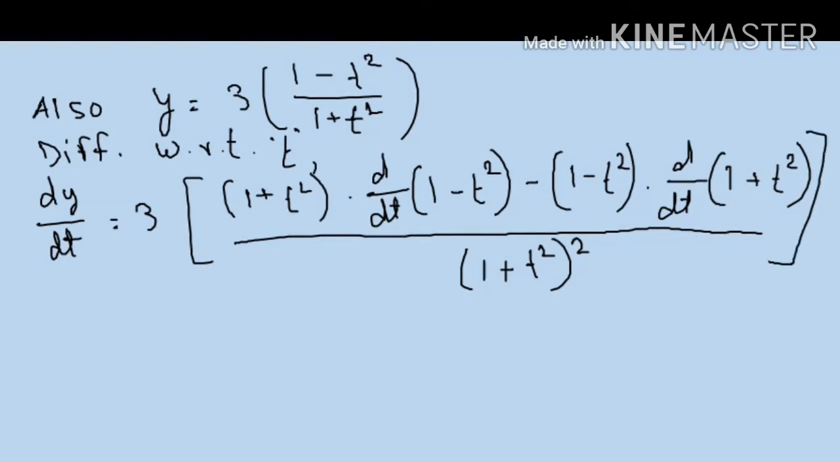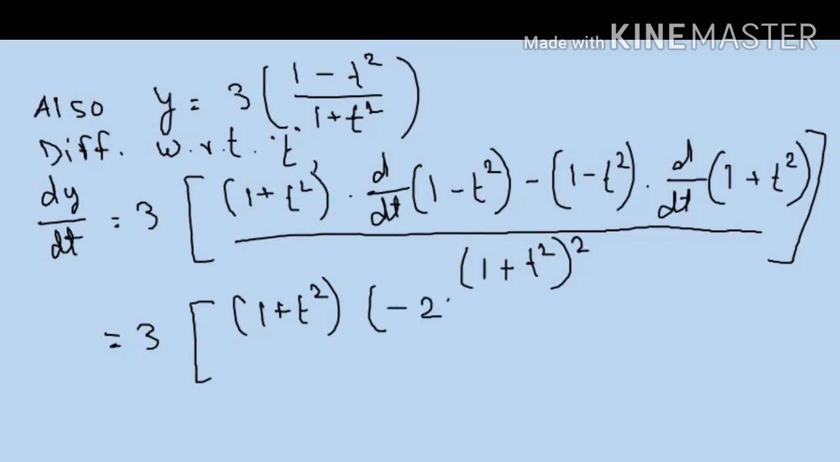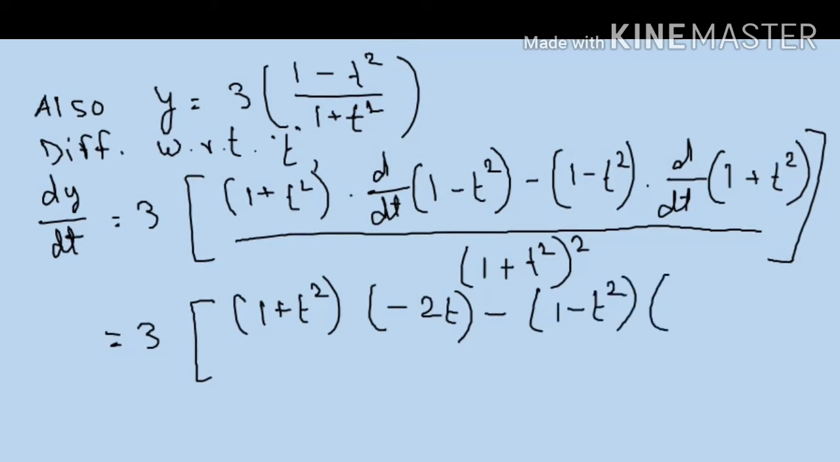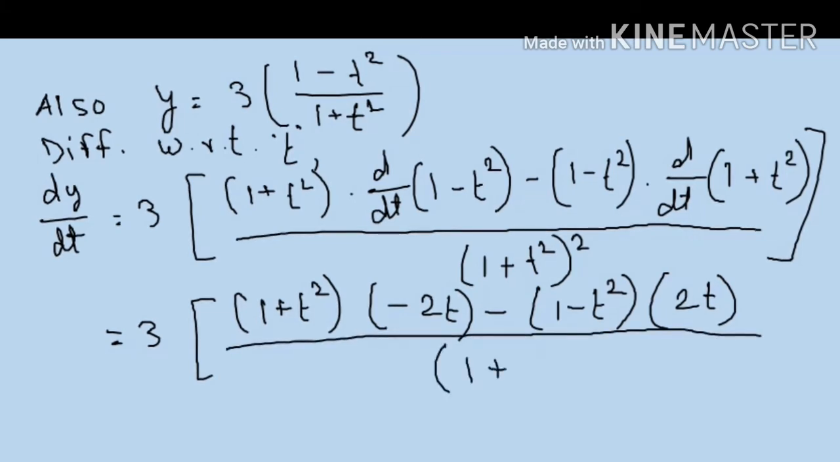Now let us solve this. We will get 3 into (1 plus t square), in which the derivative of 1 will be 0 and the derivative of minus t square will be minus 2t, minus (1 minus t square) into the derivative of 1 plus t square, which will be 0 plus 2t, that is 2t, upon (1 plus t square).